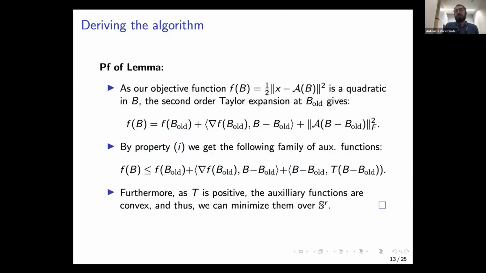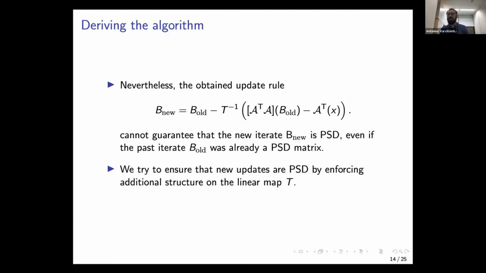But that's definitely not really what we want, because of course we are going for PSD-ness. I'm trying to find a PSD factorization of my matrix, and this type of update definitely is not going to guarantee any type of PSD-ness. So even if the old iterate B old was PSD, there's just no way that B new is going to be PSD.